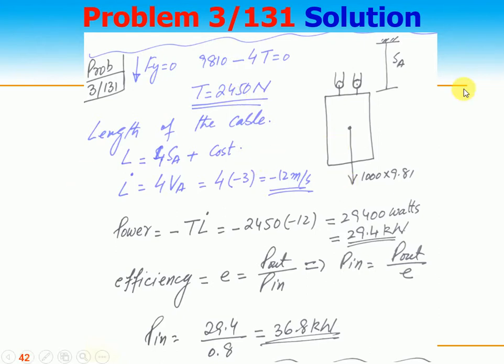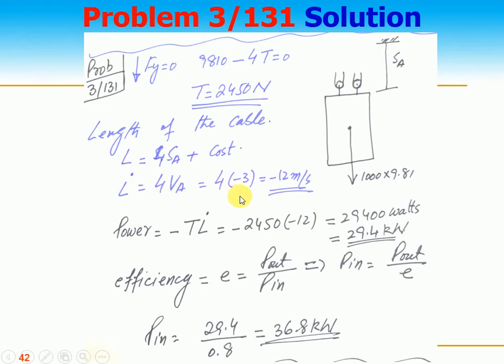So the length of the cable is of course 4 sA, because this is moving, plus the constants. We just take this, because the length of the rope is changing, so L dot is equal to 4 vA. 4 vA is minus 3. Why are we taking minus 3?